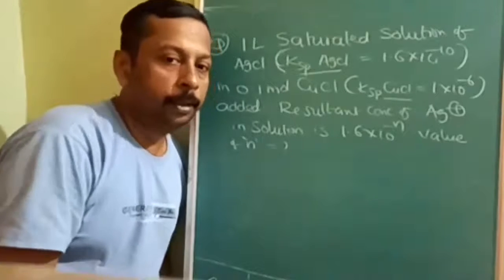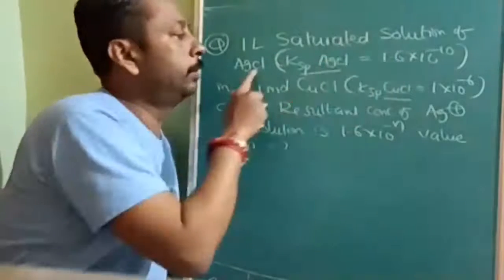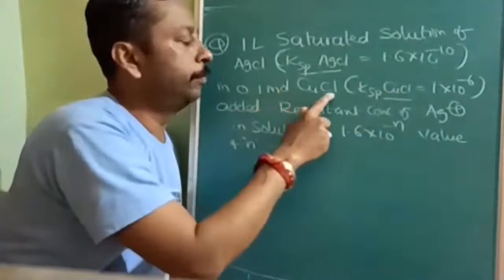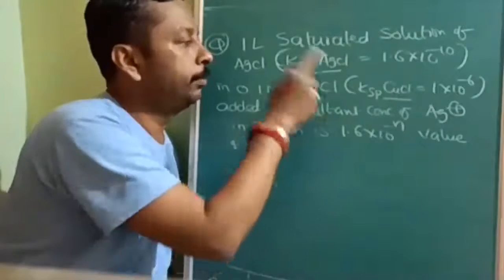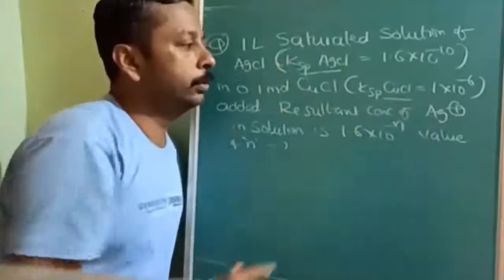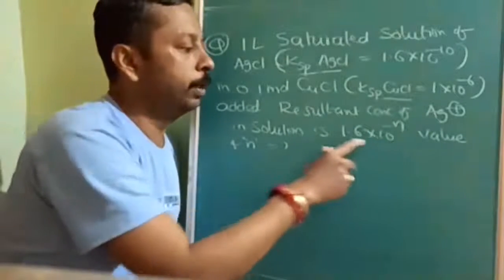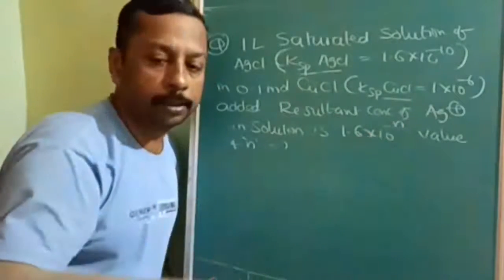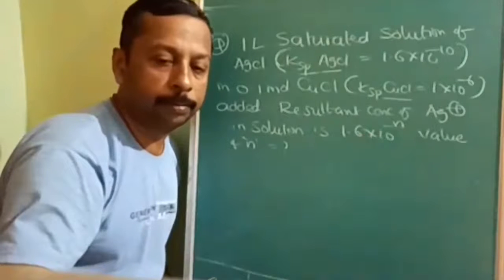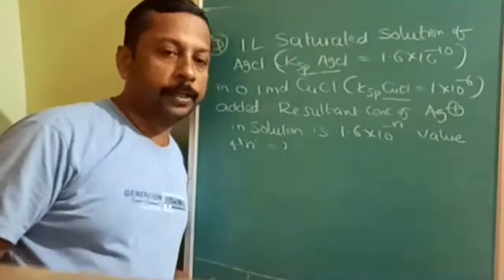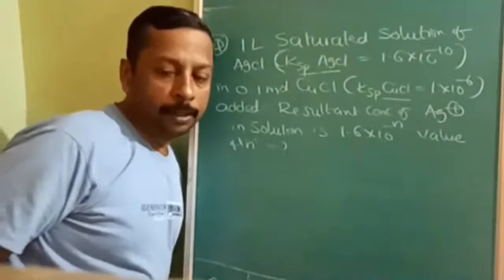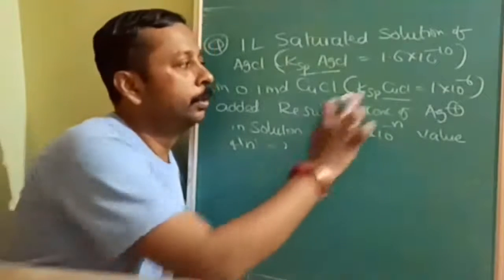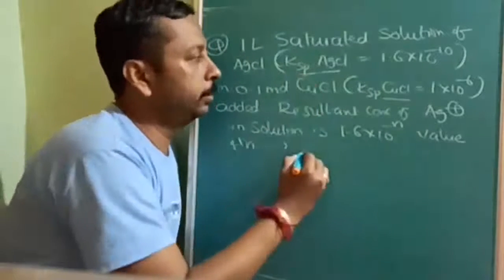1 liter saturated solution of AgCl, whose KSP is given as this, and 0.1 mole of CuCl is added. After mixing, the concentration of Ag+ is 1.6 into 10 to the power of minus n. You have to find out what the n value is. Okay, question understood? Listen carefully. This type of questions are very, very important for the current scenario of the exams. Both AgCl and CuCl are sparingly soluble.